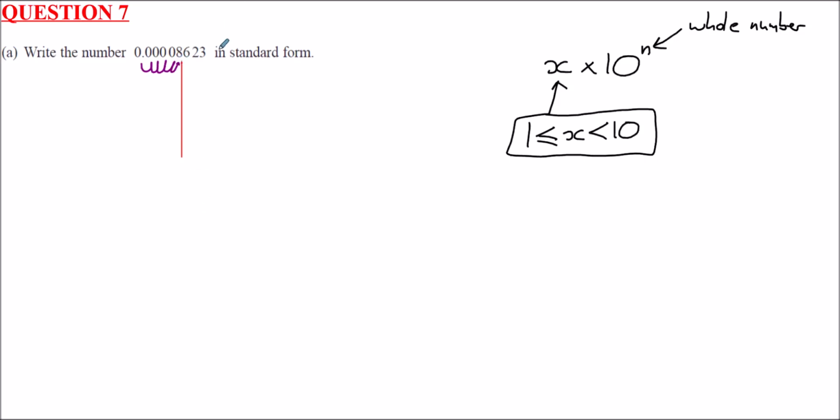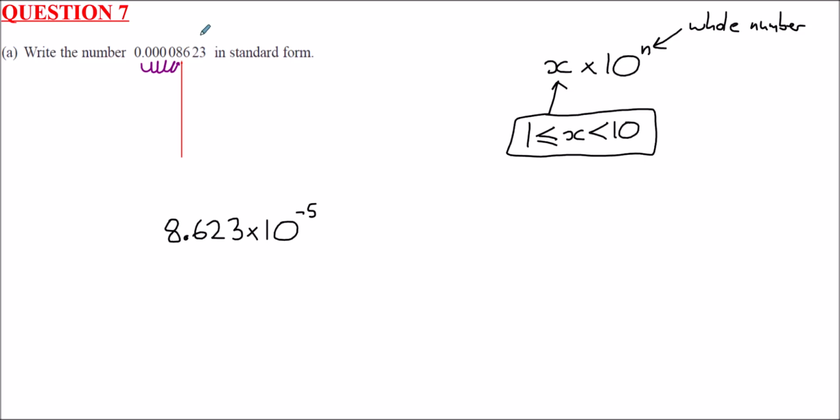If it did move 5 places over, it'd be 8.623. But remember, I always need this multiplied by 10 to a power. Now, if it's a small number, 0.000 something, it's going to be a minus. To get the decimal from where it currently is to where it needs to be, I've moved 5 places, therefore it's minus 5.